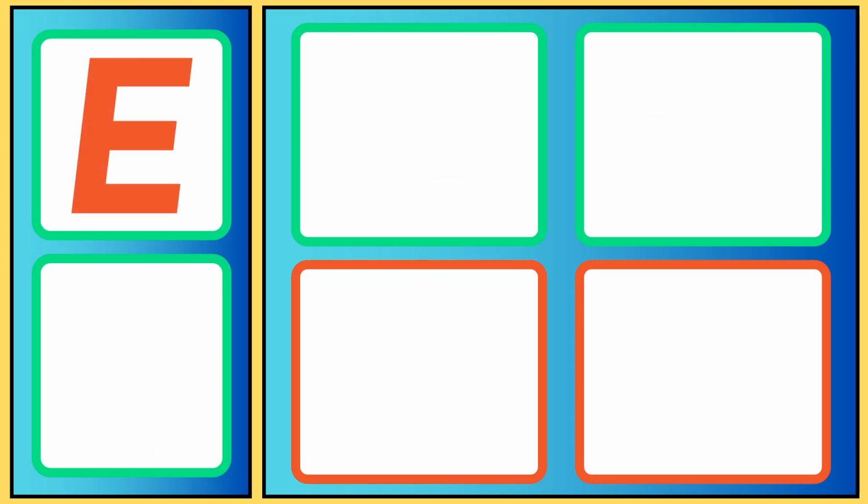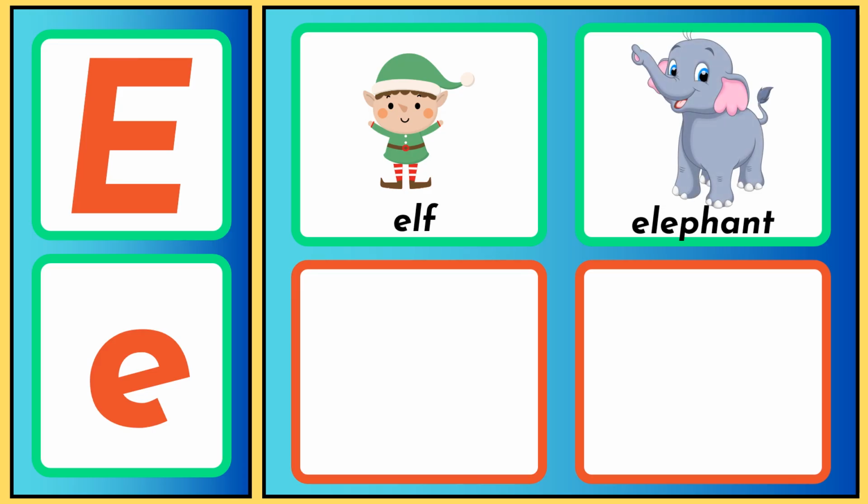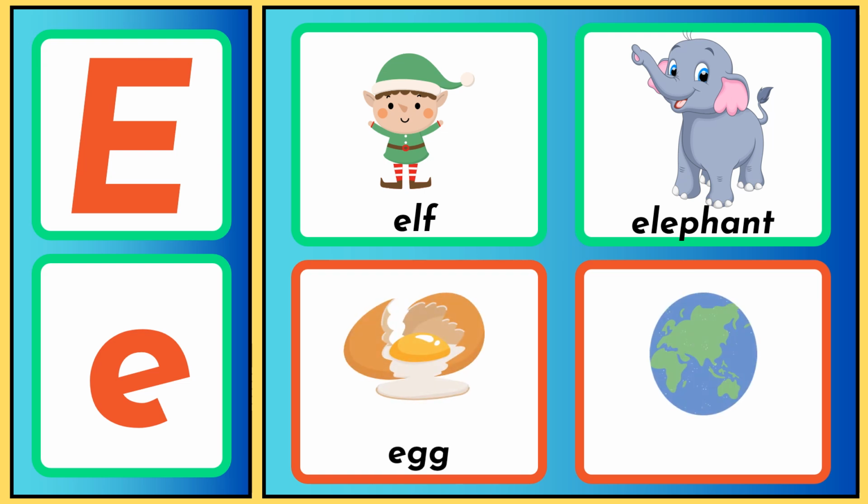Capital E and small e. E says E. E is for elf. E, elephant. E, egg. E, earth. E.